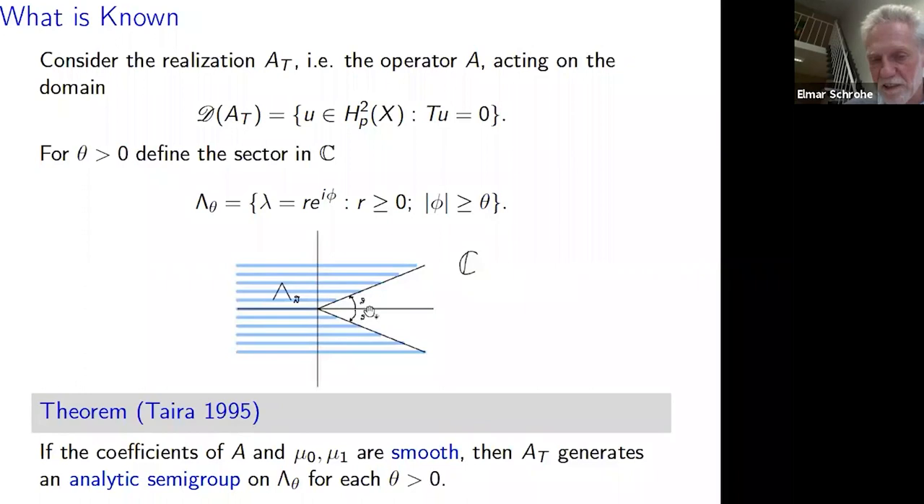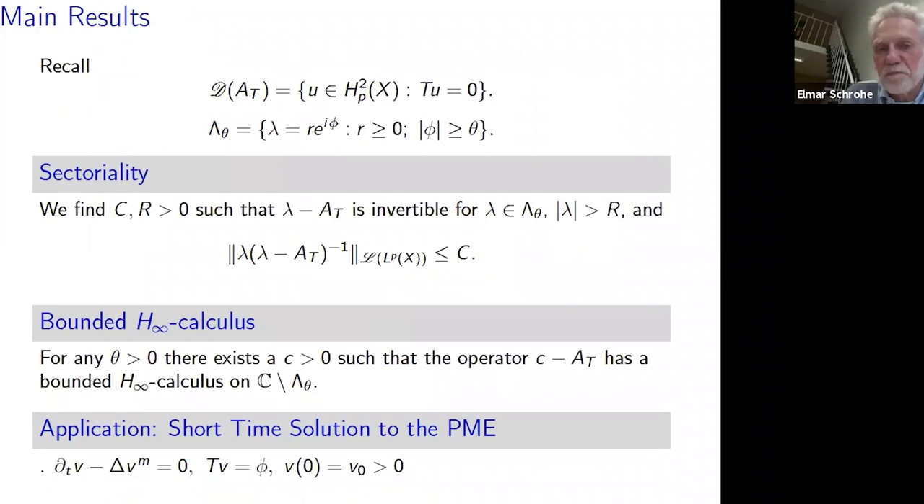So what are we going to show? As I said, we look at this operator and this sector. The first result that you always need to show is you have to look at the resolvent and show that the resolvent decays as well as possible. And this means it decays like lambda inverse. And that's the first statement here. So if you look at this operator as an operator in L^p, then the resolvent decays like lambda inverse, at least if lambda is large and lambda is in the sector.